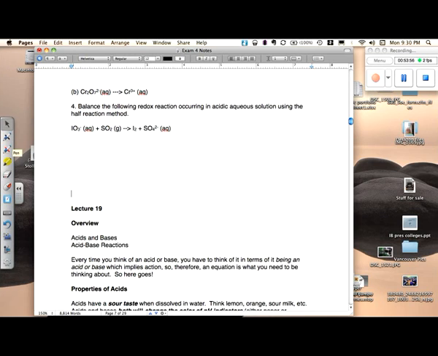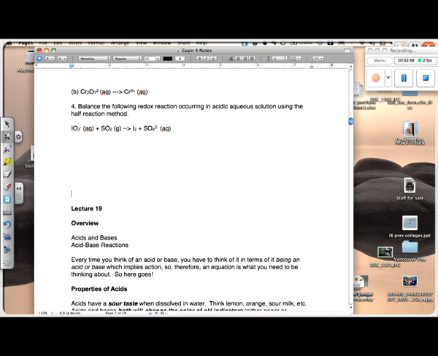Okay, first step, assign oxidation numbers. Or we could break it up into ionic form. I'm already in that form. I have iodate and sulfur dioxide, which is a gas, can't break that up. I2 is actually a solid, that's what it should say there. And sulfate is aqueous and it's a polyatomic ion, so nothing here can be broken up.